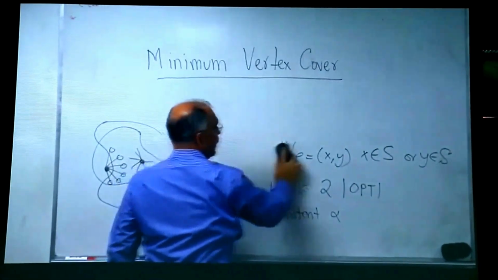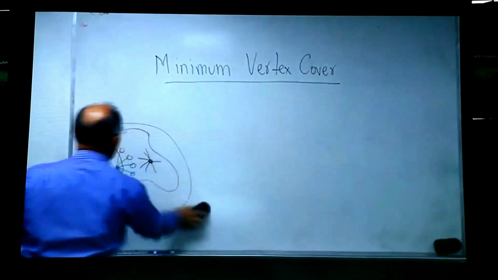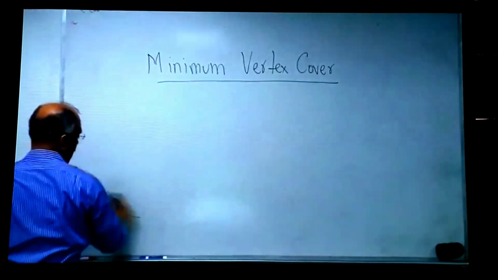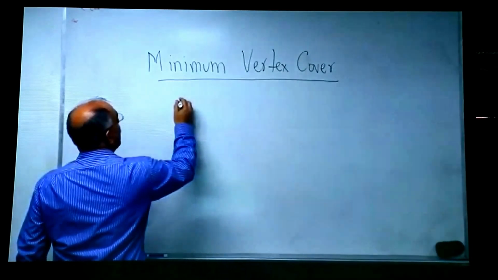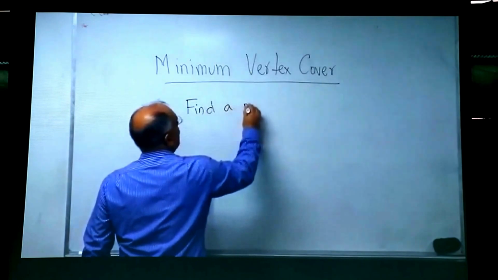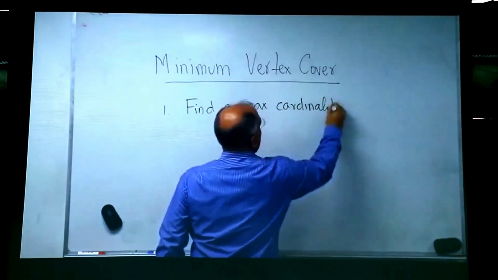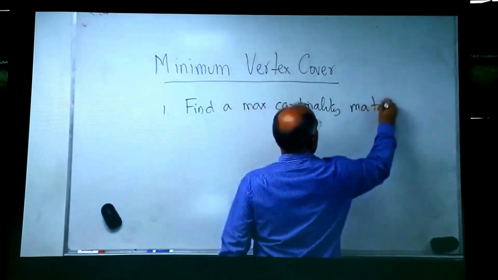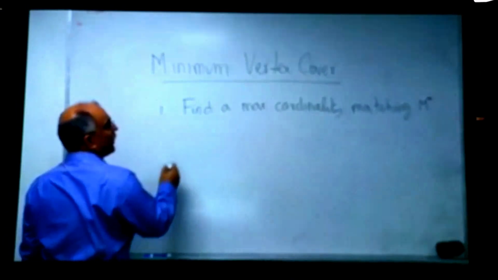The algorithm says to just find a maximum cardinality matching in the graph. So the algorithm is very simple. I think the algorithm is due to Gavril. In step 1, find a maximum cardinality matching. Let's call this M star. So we find a maximum cardinality matching M star.